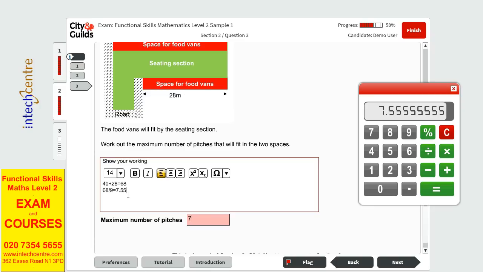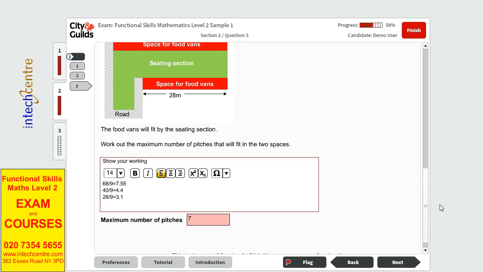You could also have done 40 divided by 9 and 28 divided by 9. The answers would be: 40 divided by 9, we have 4.4, and 28 divided by 9 will give us 3.1, and in total again it will be 7.5. We will still have to round it down.